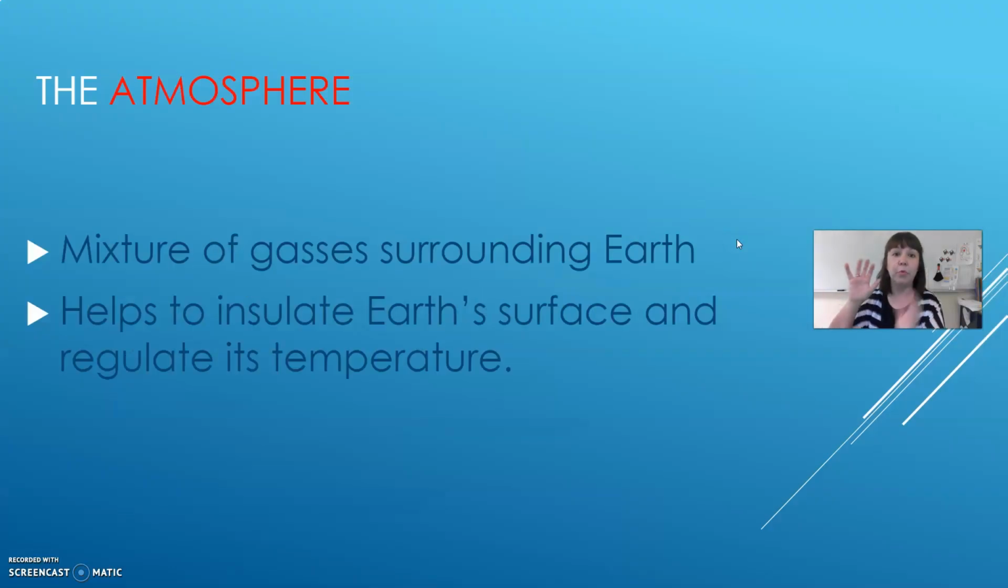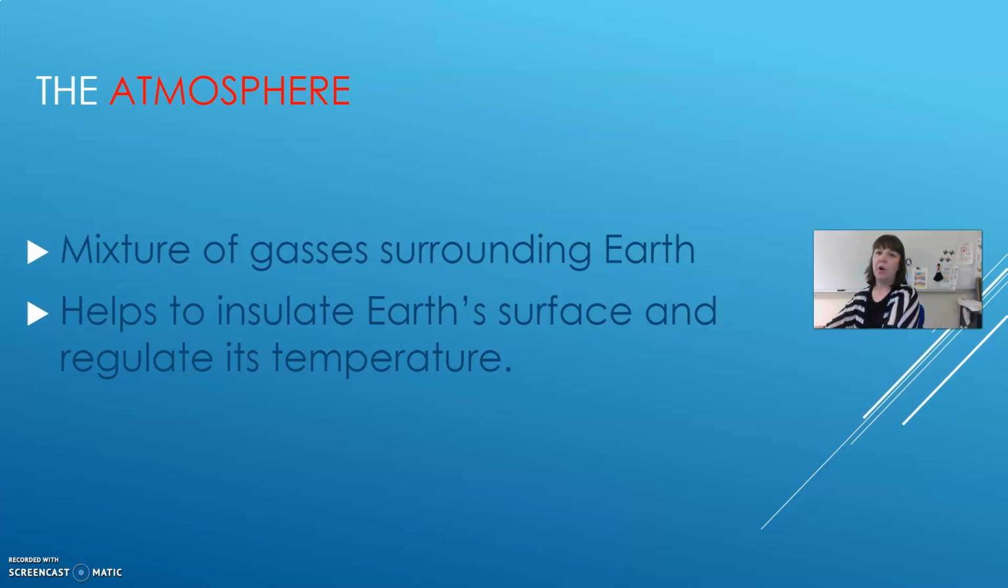So the atmosphere absorbs that radiation in those gases. That helps to insulate us from all that radiation. If we didn't have that atmosphere, then all that radiation would come straight to us and we would be absorbing X-rays and gamma rays and all kinds of stuff. The atmosphere helps to insulate us from that. And it also helps to regulate our temperature.